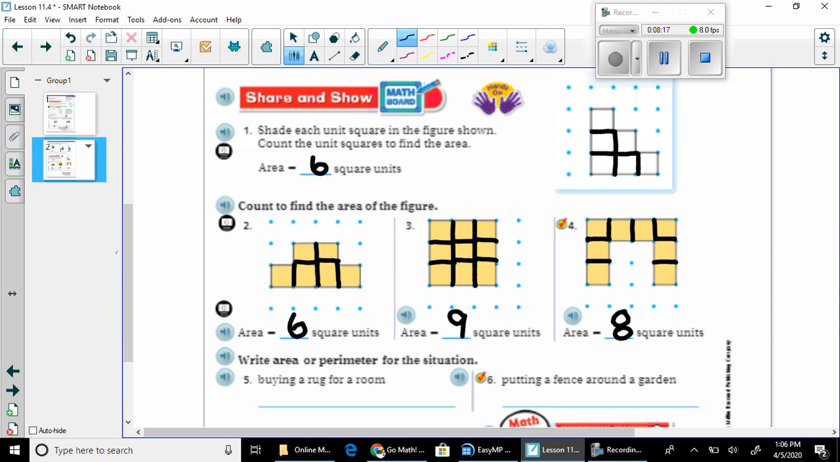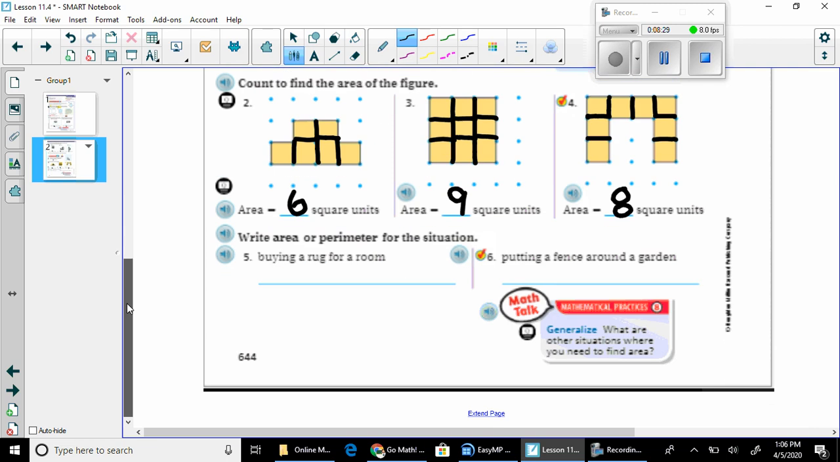Okay? All right, so down below, number 5 and 6, these are questions that are relating to perimeter and area. And again, perimeter is the distance around a figure, and area is the space inside of a figure. Okay, so questions 5 and 6 are asking you, what would you use to solve the problem? Would you use area or would you use perimeter in the situation?